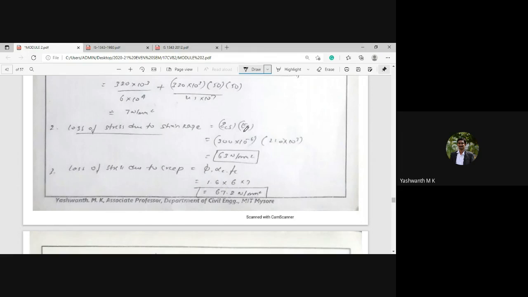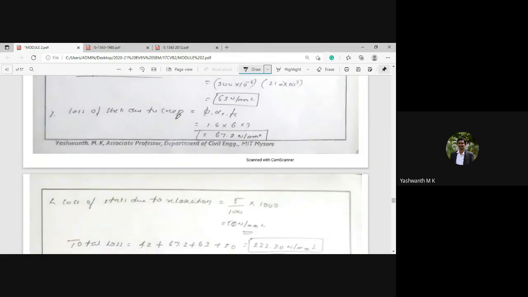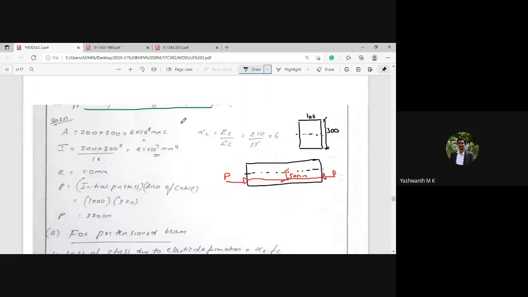Next, loss of stress due to creep. When you are going to calculate the loss of stress due to creep, you need to be very cautious, because in creep, you already know there will be two formulas. One is the ultimate creep strain method, another one is the creep coefficient method. Which formula you are going to use will be decided based upon the data given.